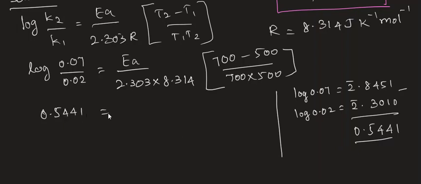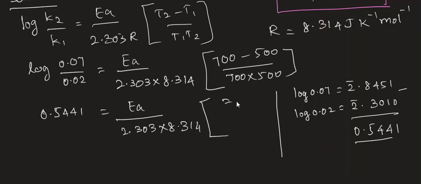So 0.5441 is equal to Ea divided by 2.303 into 8.314, and then what about this? 200 divided by 35 into, we can put 10 power 4.